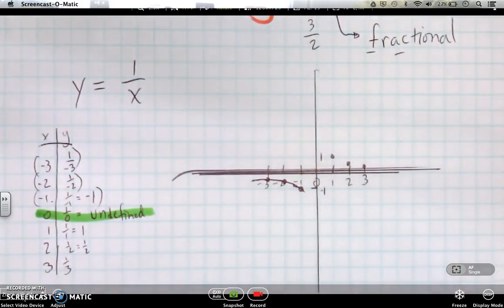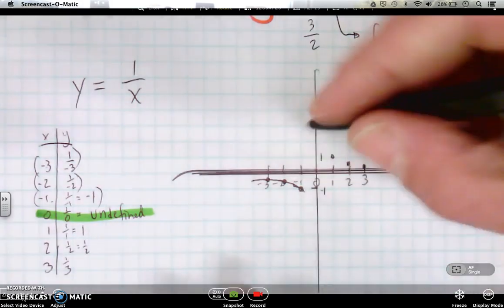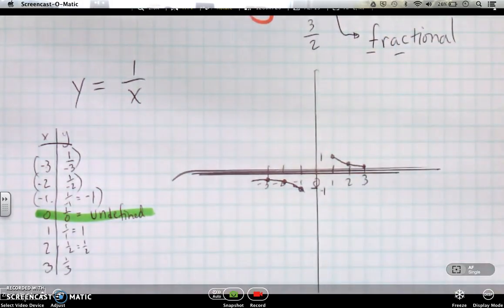So what we've got to do here is find some more points. This just isn't going to be enough.